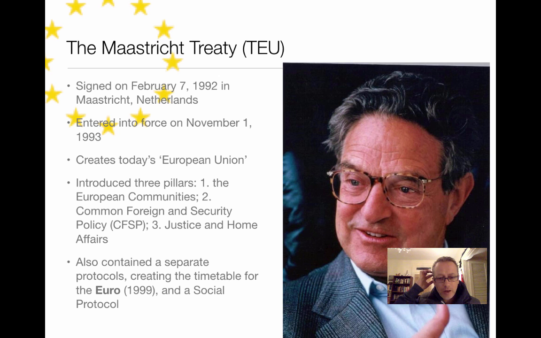Now, earlier that year in 1992, Denmark had rejected the TEU in a popular referendum. France, in September 1992, just as Soros is starting his attack, narrowly passes the referendum, the French people narrowly pass it with 51.05% in favor. That's very, very slight.